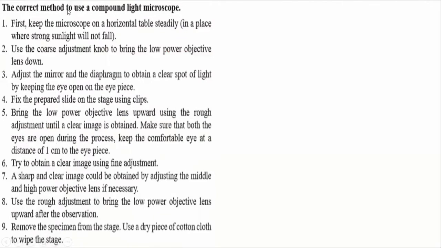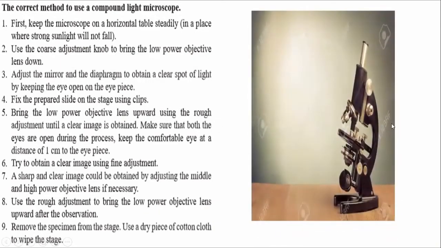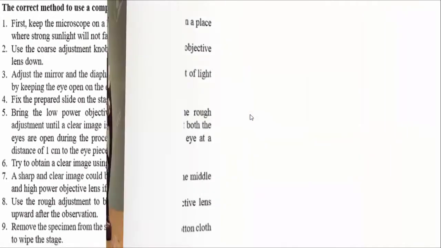Okay, so now we are going to move on into the correct method to use a compound light microscope. So this image again has been extracted from your textbook. So let's read one by one, all right? The first one, first keep the microscope on a horizontal table steadily in a place where strong sunlight will not fall. Okay, so as you can see in this image, the microscope is placed on a horizontal table steadily, all right?